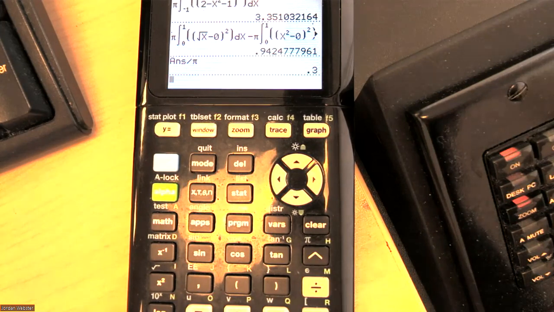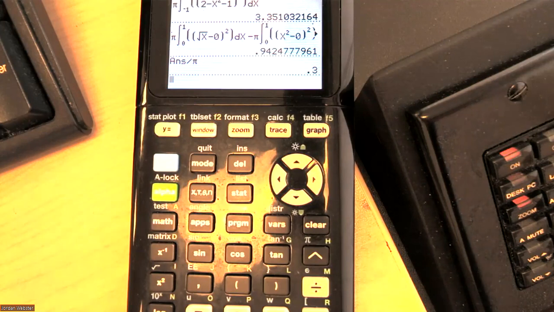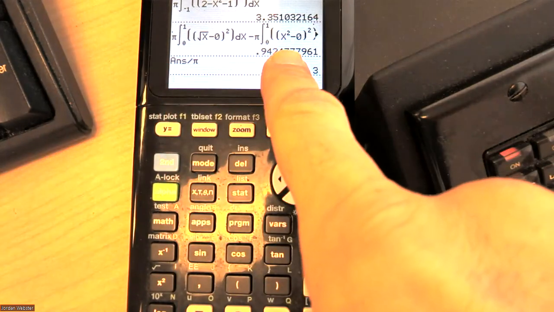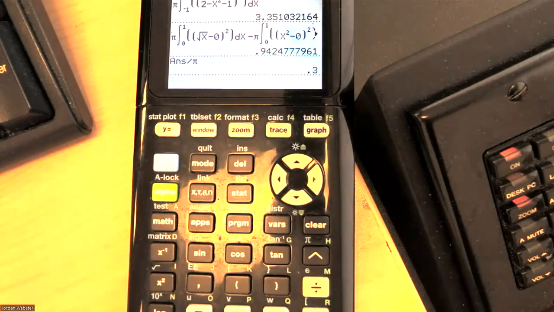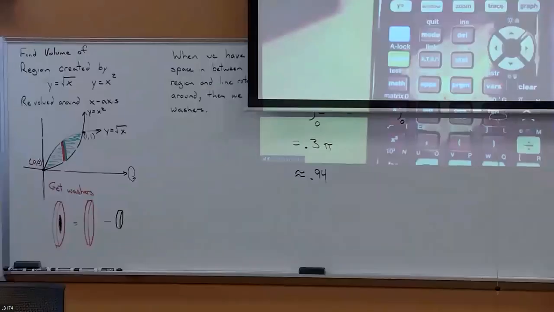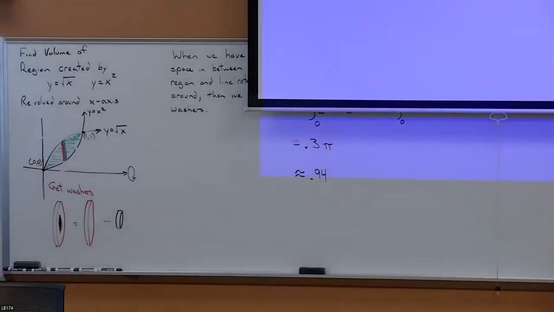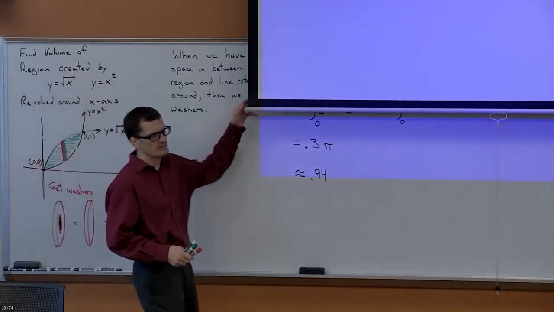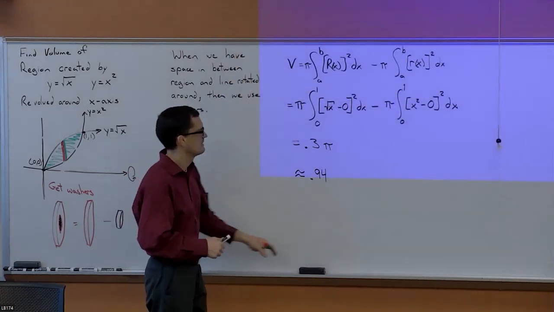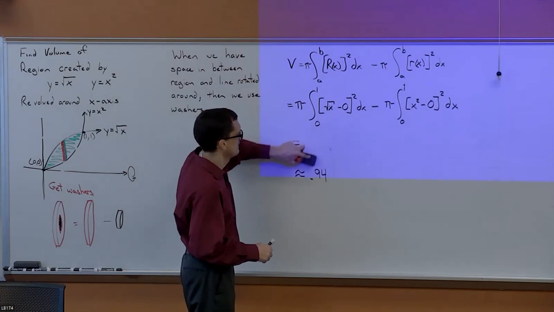0.3 times pi. If I type it in well, you can do it separately too. You can type in this integration first, this integration second, get answers, and then subtract. Another option, and this is the option that you'll see if you read along in the book. I don't like this one as much because it's more confusing than the way that I like to do it.